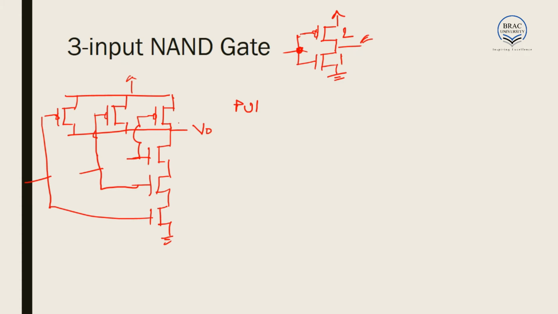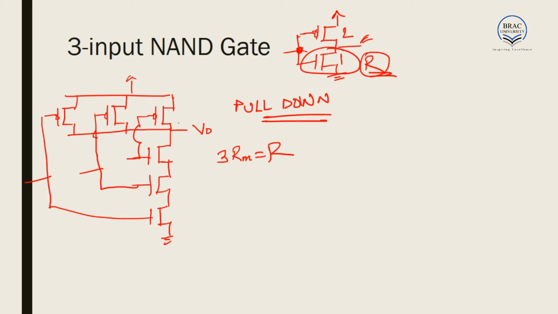Now we are considering the pull down side. In the case of the inverter, the pull down resistance was R, and we want the pull down resistance to be R in this case as well. Now we have 3 MOSFETs in series, and we know that when in series, the resistances of the 3 MOSFETs add. If the resistance of each MOSFET is Rm, we get 3 Rm for 3 MOSFETs equal to the total resistance R, which was the case of the inverter.